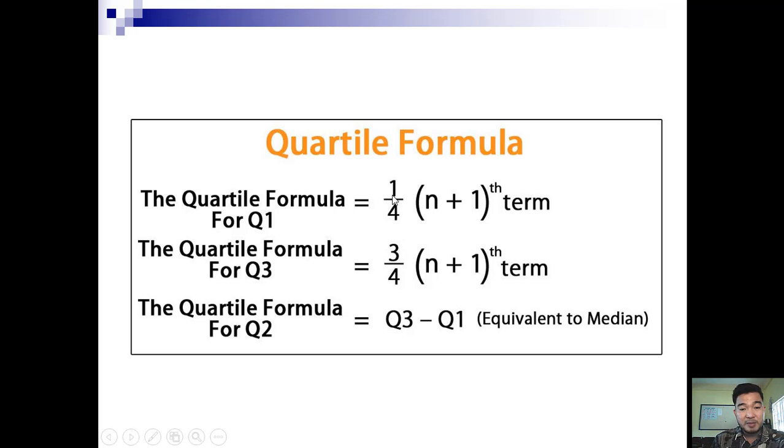Kung third quartile, so papalitan mo lang si 1 ng 3 kasi we are looking for the third quartile. Kung second quartile naman, so magiging 2/4 lang yan or 1/2 times the quantity of n plus 1. O kaya naman, para mas madali, kung meron ka ng value ng third quartile at meron ka ng value ng first quartile, you just subtract Q3 minus Q1 that is equivalent to the median.